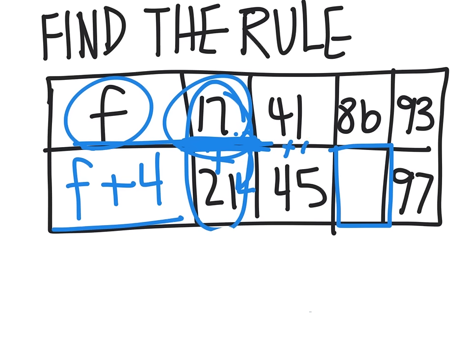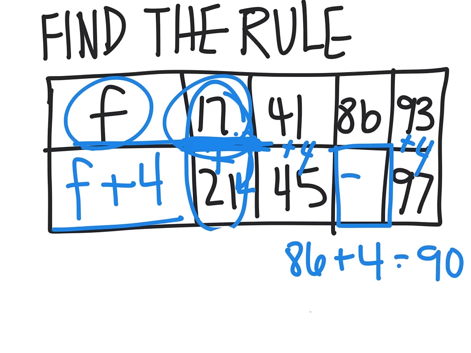41 plus 4 is 45. 93 plus 4 is 97. I need to do 86 plus 4, which is 90, in order to figure out this blank square. So my rule is F plus 4. Whatever's up top, F, I add 4 to it to get what goes in the bottom row.